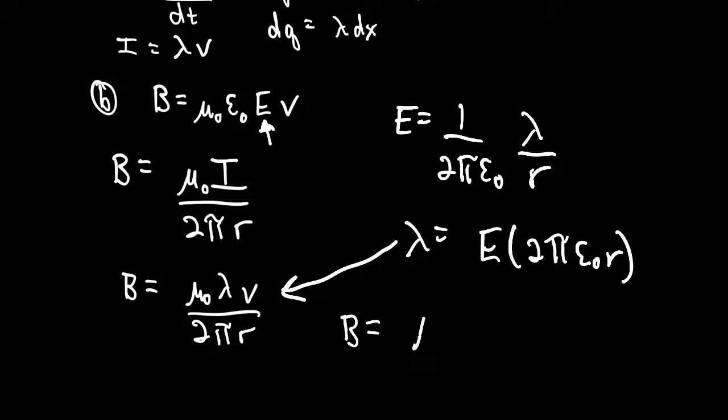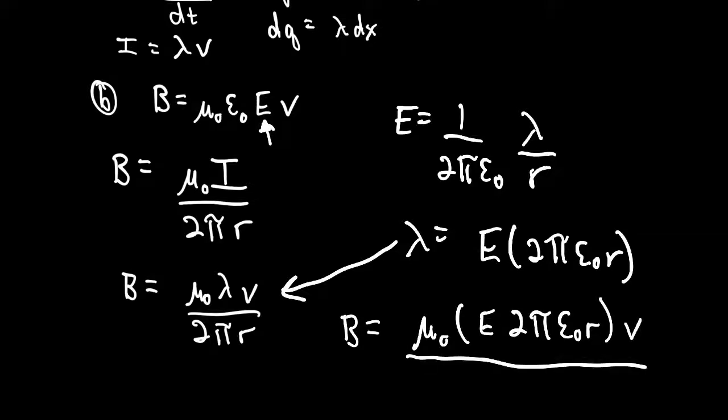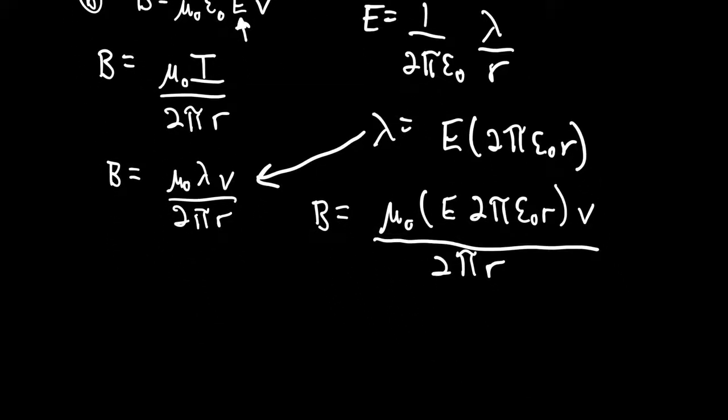So B is mu naught times E times 2 times pi times epsilon naught times r times V, all divided by 2 times pi times r. Let's cancel stuff out. I have a 2 up top and a 2 on the bottom, a pi up top and a pi on the bottom, an r up top and an r on the bottom. Cancel all those out. And I got B is equal to mu naught times E times epsilon naught times V. Is that what I wanted to prove? Yep, proven.